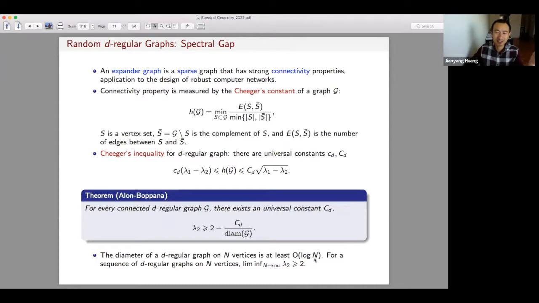You can think about it this way: if you take one vertex and its radius r neighborhood, because the graph is d-regular, roughly the neighborhood will contain d to the r vertices. So for it to cover the whole graph, you have to take r to be at least log n. If the diameter is at least log n, then asymptotically the second largest eigenvalue is lower bounded by 2. So asymptotically, the largest spectral gap we can expect is lambda 1 minus 2.